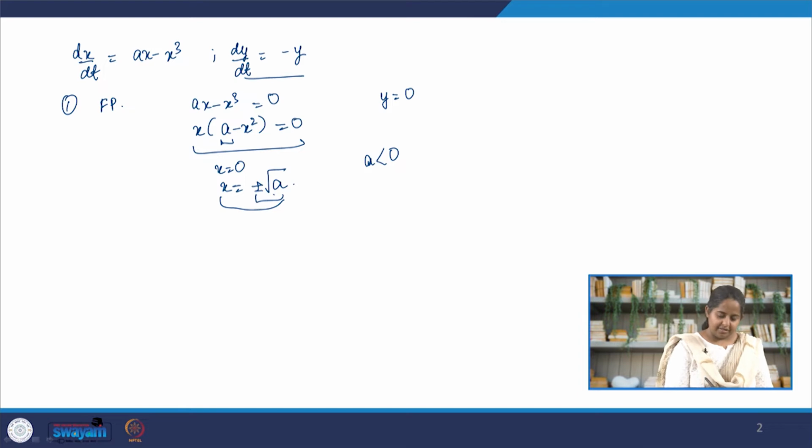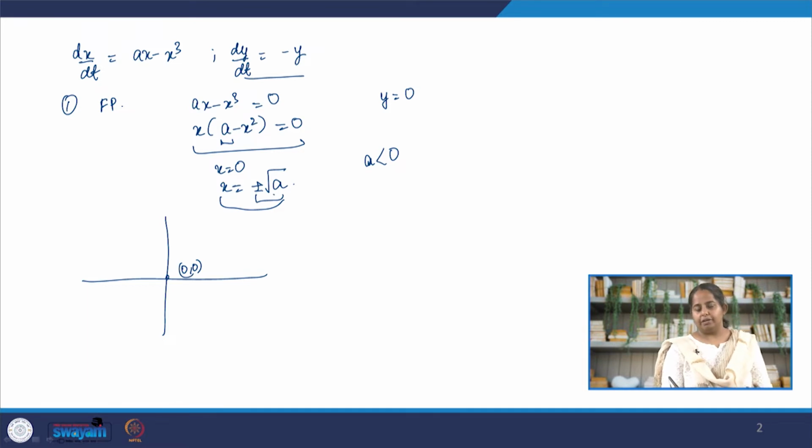When a is less than 0, we have just one fixed point, which is (0, 0), and we want to understand the behavior of this fixed point. To understand the behavior of the fixed point, we can either use the nullclines method or we can use the characteristic equation. This is a very simple model, so the characteristic equation method is going to be very easy. So, let us just go ahead and use that.